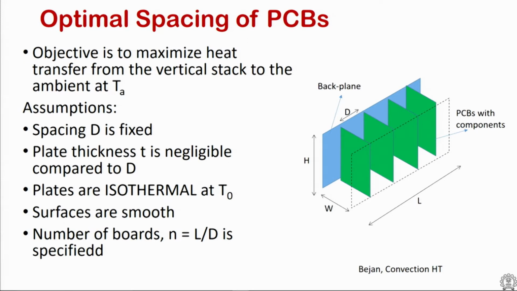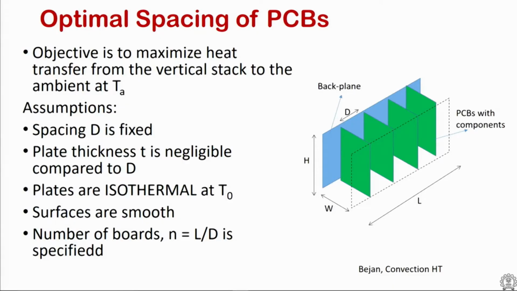We also assume that surfaces are smooth, which is not such a great assumption, but it is a good assumption to begin with. And so we can figure out the number of boards by taking L divided by D, because we are assuming negligible plate thickness, that is, the green boards are assumed to have negligible thickness t, so that we do not have to worry about them.